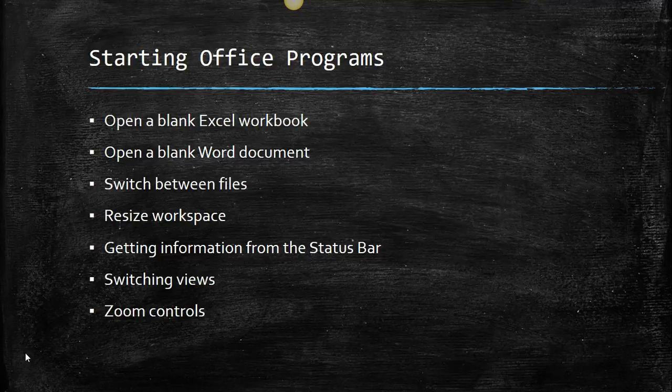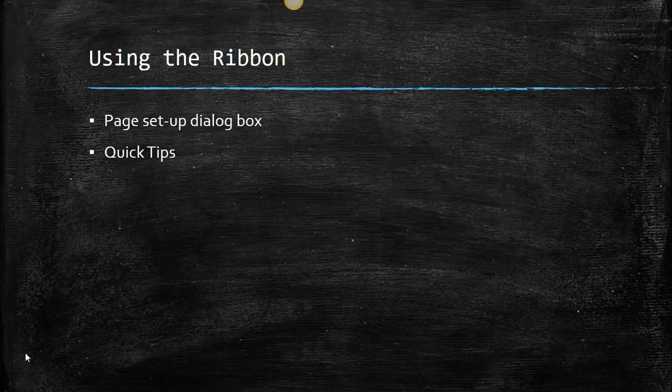We're going to start Office programs. We're going to open an Excel spreadsheet. We're going to open a Word document. We're going to teach you how to switch between files, resize a workspace, get information from the status bar, switch views from page view, page break view, zoom controls, and we're going to learn about using the ribbon.